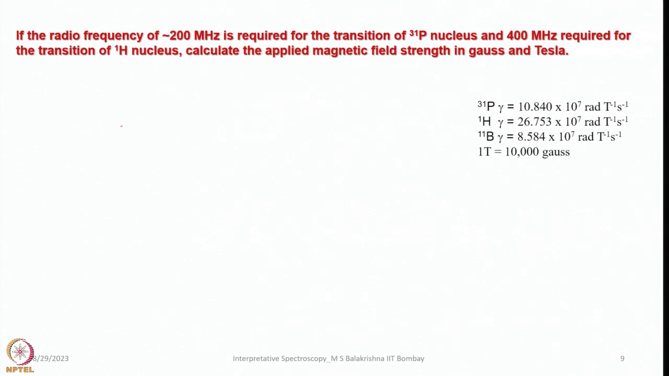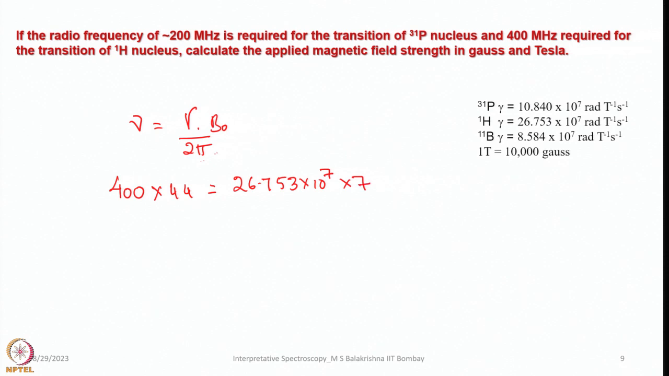So it's the same, you can do it again. Use the same equation, gamma into B naught over 2 pi. So this is 400. So simply I can write it here, 44. This equals, gamma is given here. For proton, this is 26.753 into 10 raised to 7. And then this 7, whatever was there, it goes here. So this is nothing but 2 into 22 by 7. So 7 comes here and 2 is going here. So that's what I have written here, into B naught.